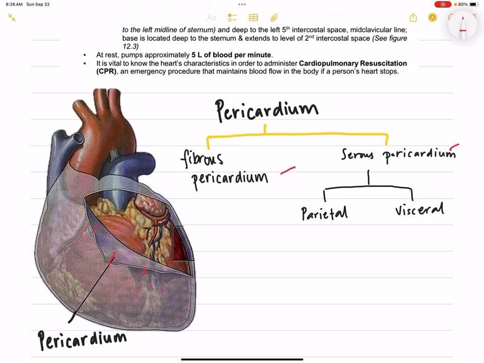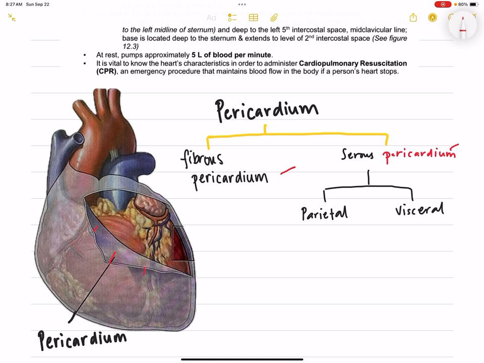So, ang fibrous pericardium, a tough connective tissue, is the outer layer. While ang serous pericardium is inner layer na siya, consists of flat epithelial cells with a thin layer of connective tissue.